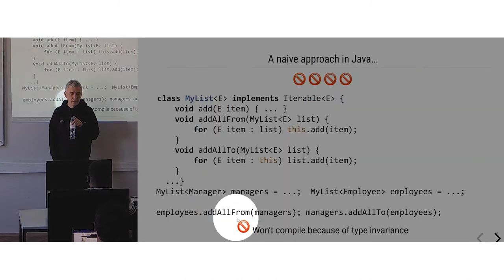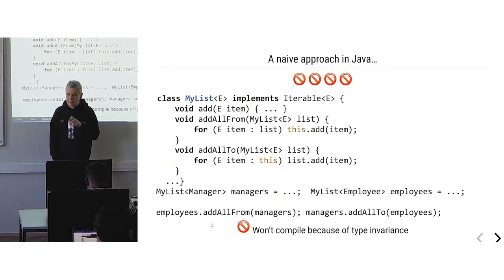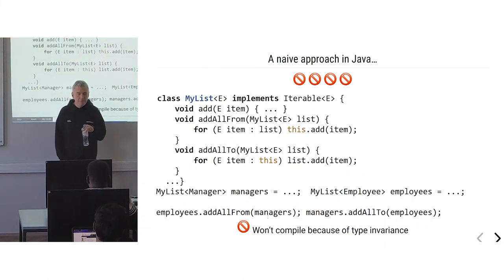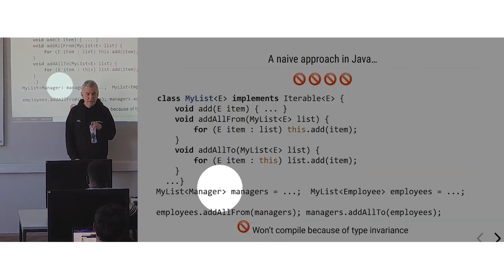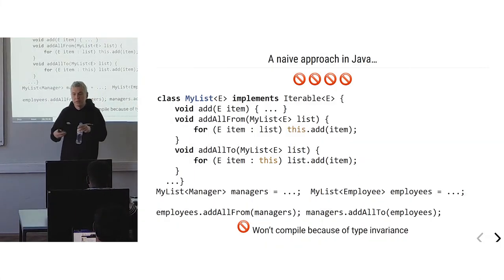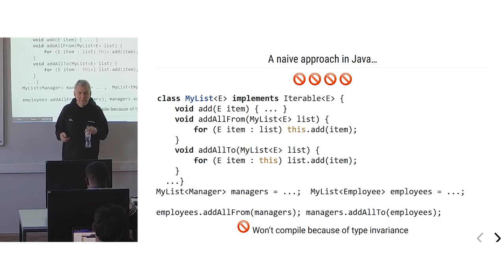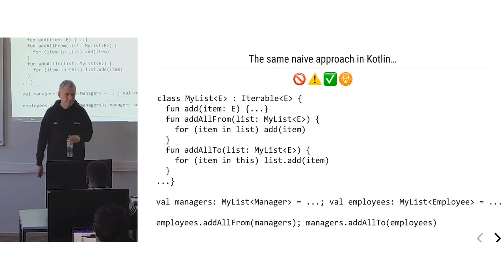Here, managers can be assigned to employees in this scenario. They can be assigned. But a list of managers cannot be assigned to a list of employees because here we are passing a list. Due to invariance, right? We have type invariance in Java, and because of type invariance, we cannot utilize these methods the way we want them to be utilized. See, it's inconvenient. This is all about convenience of API. So because of type invariance, this naive approach won't work. And the same in Kotlin, just the same.